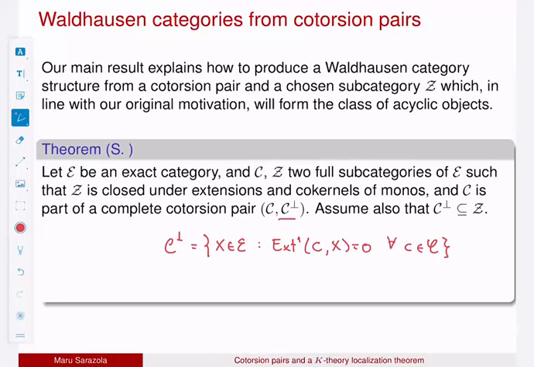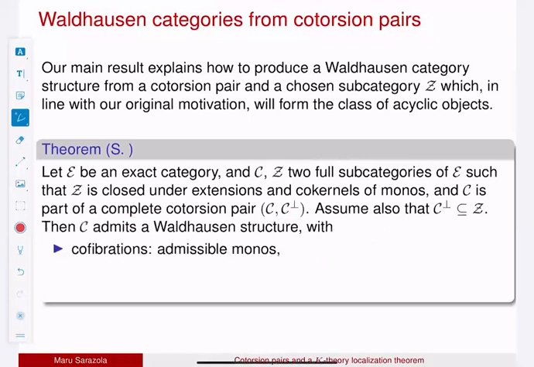But now we're saying assume that our class C is part of such a cotorsion pair, and we want this pair to be complete, and this adjective is basically saying that we want to have enough injectives and projectives. And now if this perp is contained in the class that we want to have as our trivial objects, then the result says that the category C admits a Waldhausen structure, which is constructed in the following way.